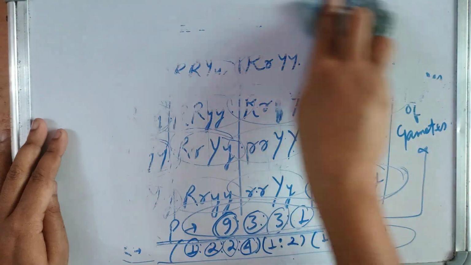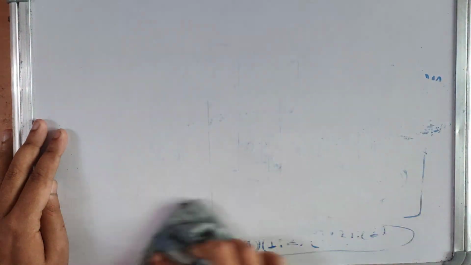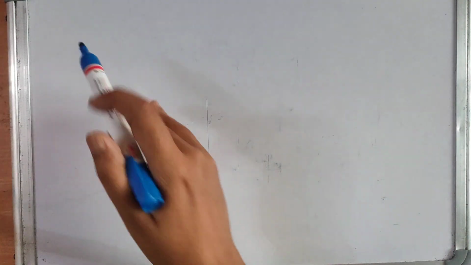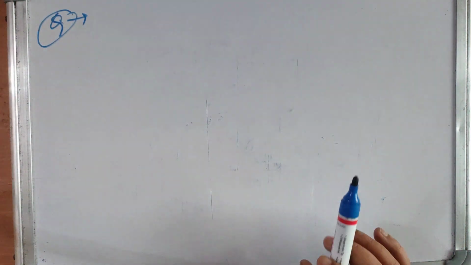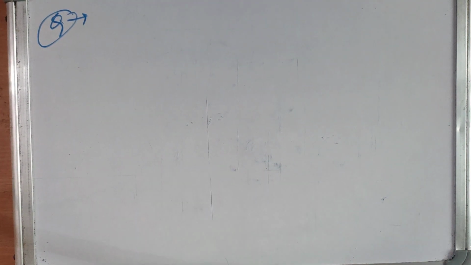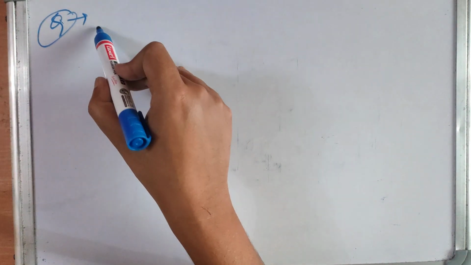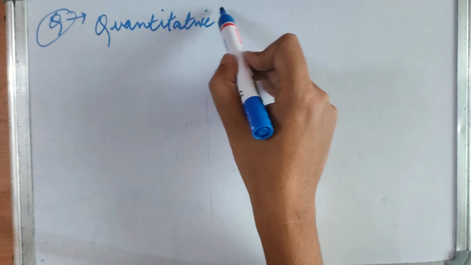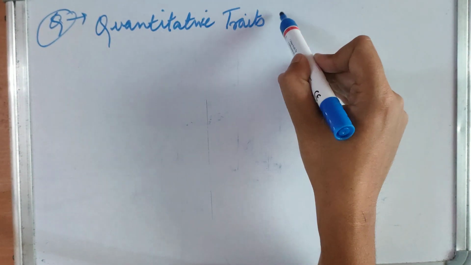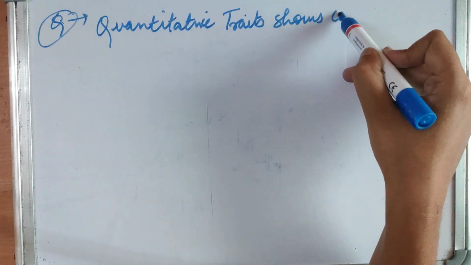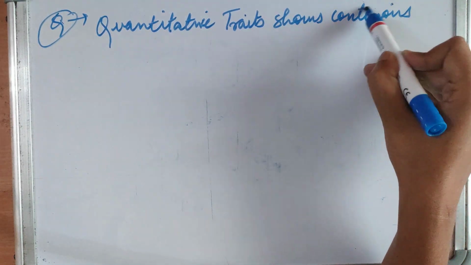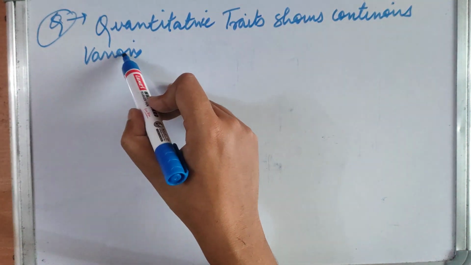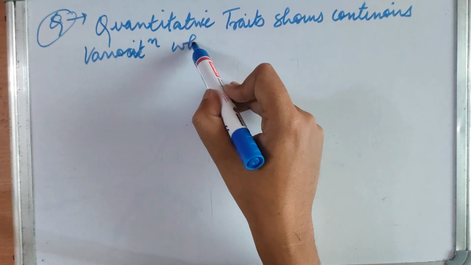So I hope you understand this table and its calculations. Now moving on, one question that was asked in previous years: quantitative traits show continuous variation, why?